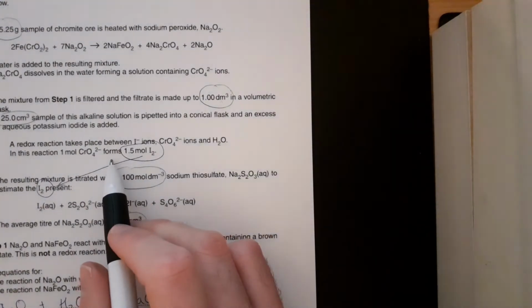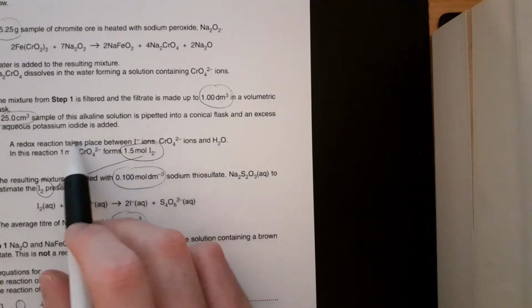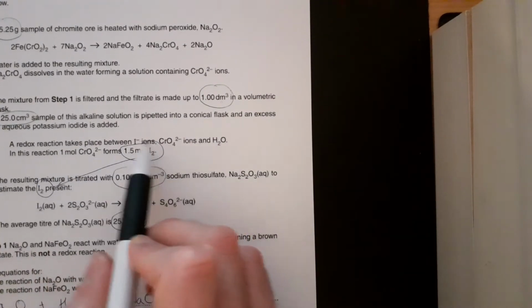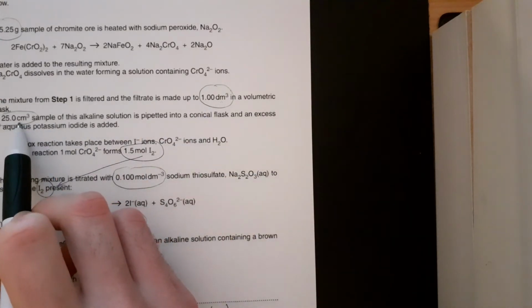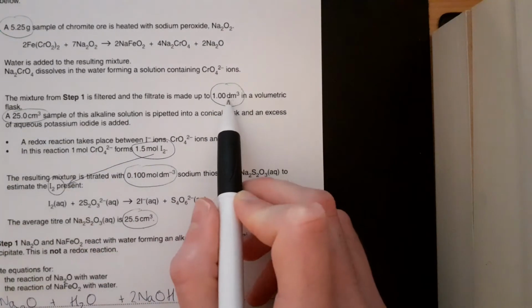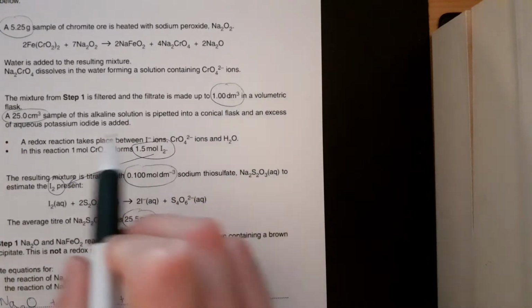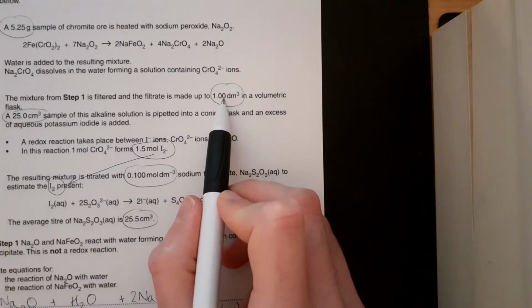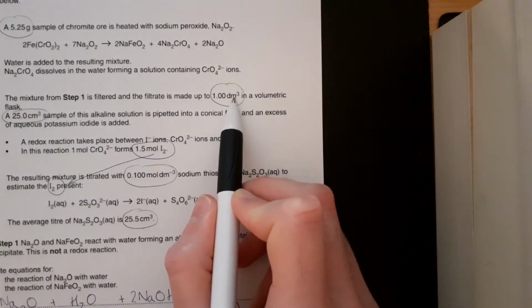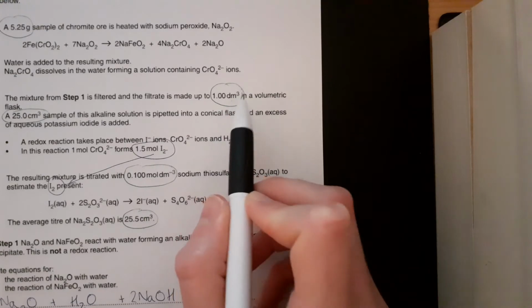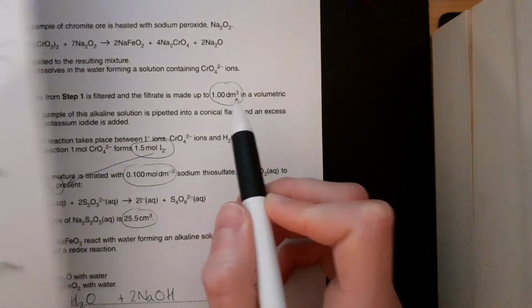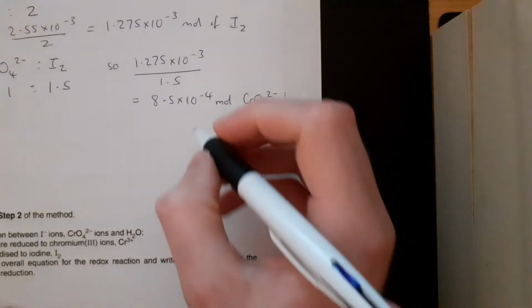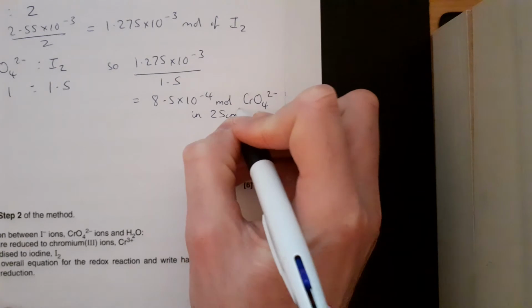Okay, so where are we here? Now we've got the chromium. We've done that. So now we're going to have to do the scaling up bit. That's in 25 centimeters cubed. We need to scale this up to 1 decimeter cubed. So normally this is 250, as we've seen before, so you times by 10 to make it 250 centimeters cubed, and then we times by 4. So we're going to have to times by 40 to go from here to here. Okay, so that is the moles in 25 centimeters cubed.